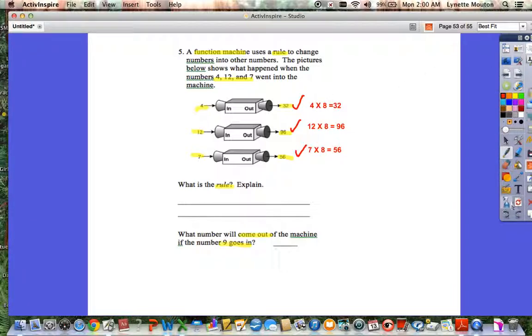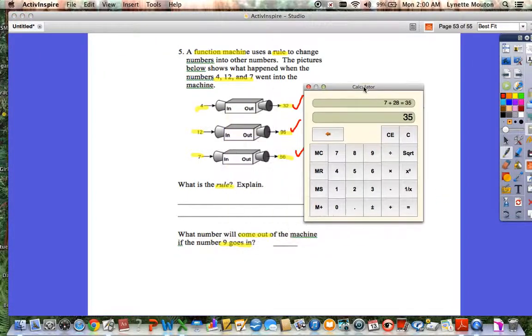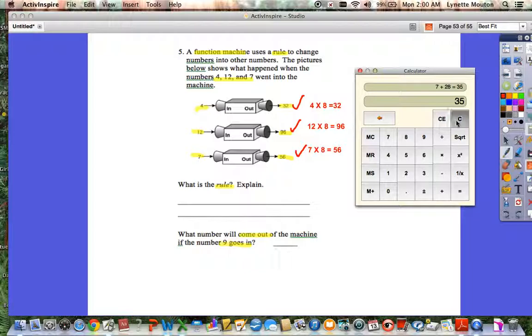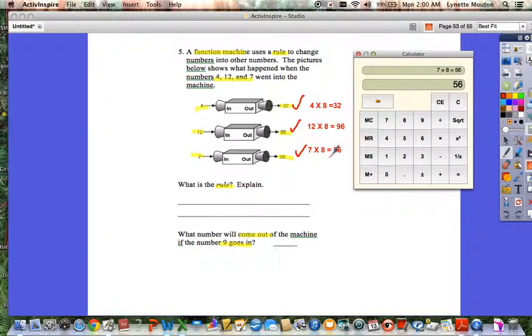7 times 8 again is 56, and look at that, I didn't know that button was there. You'd have to use your little trusty calculator if you didn't know it. Some of these questions will use the calculator, others will not, ladies and gentlemen. So 7 times 8 is 56.